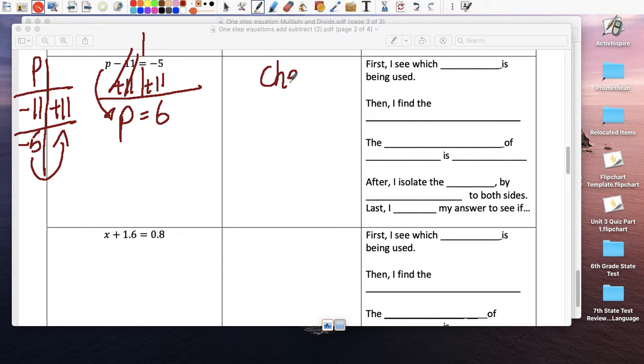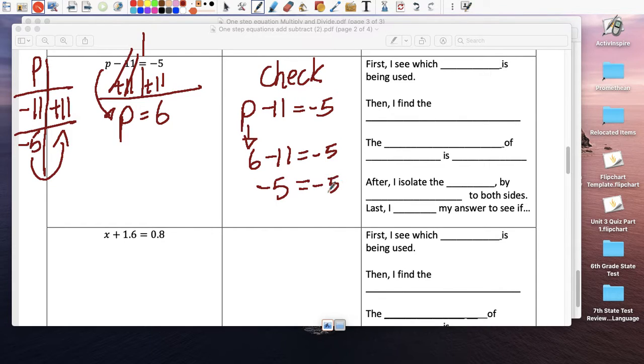Check. P minus 11 equals negative 5. So this P I'm going to change with 6 minus 11 equals negative 5. So again, 6 minus 11 is negative 5. So we know the left side equals the right side, and we are checked.